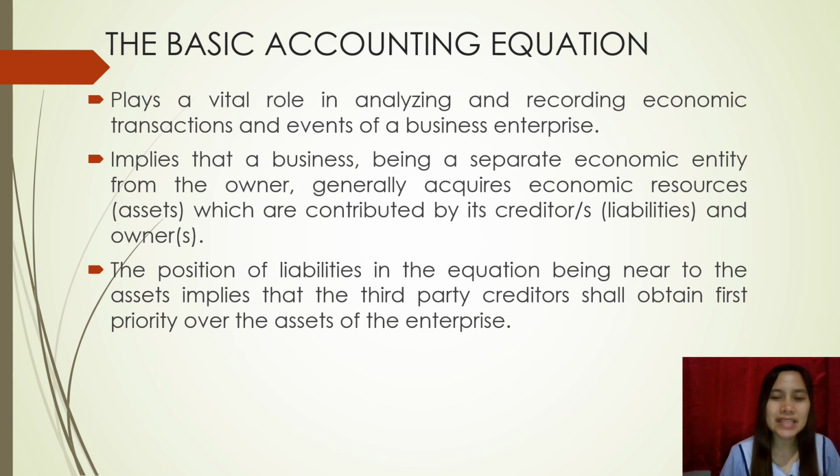The position of liabilities in the equation being near to the asset implies that the third-party creditor shall obtain first priority over the assets of the enterprise. Proximity of the liability to the asset implies that the third-party creditor should be prioritized first. So if there is an earning, that earning should be given first as payment to the third-party creditors. So who are the third-party creditors? Examples are the suppliers and the financial institutions from which you derive a loan.